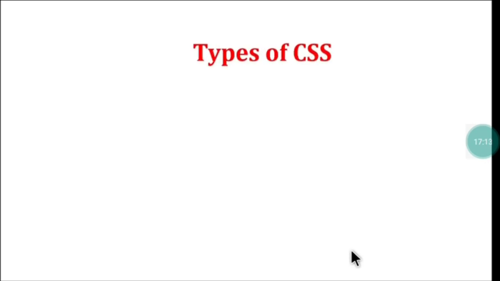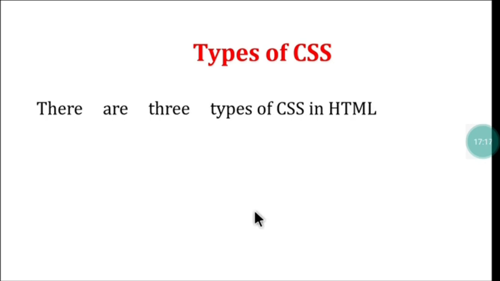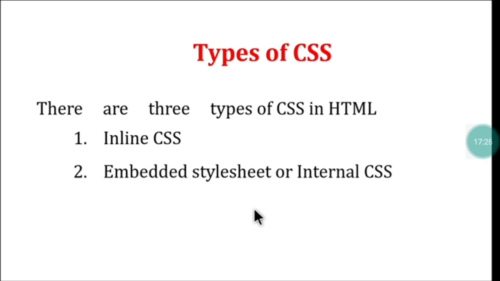Let us see types of CSS. What are the types of CSS? There are three types of CSS in HTML. They are: first, inline CSS; second, embedded style sheet or internal CSS; third, external CSS.